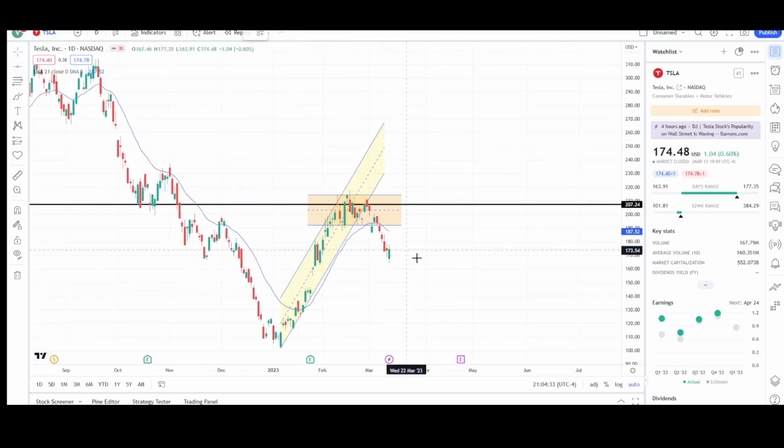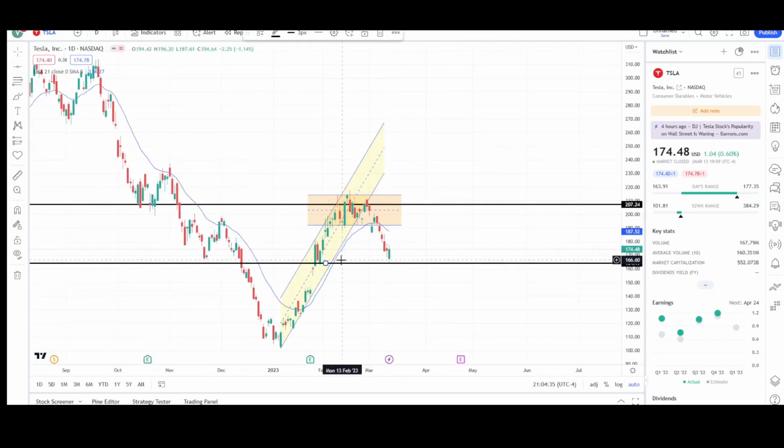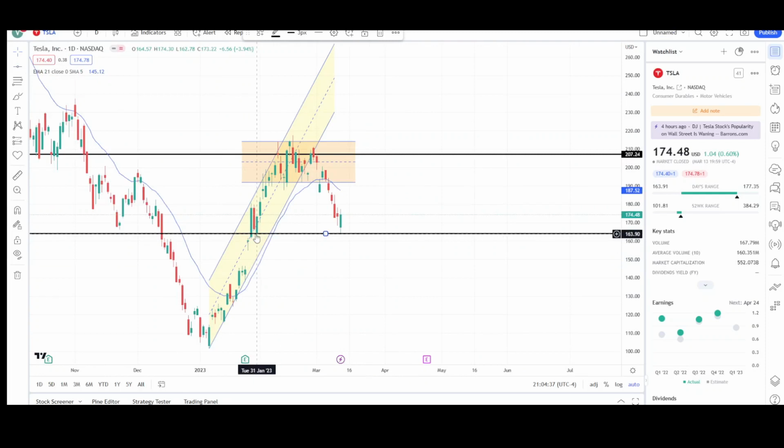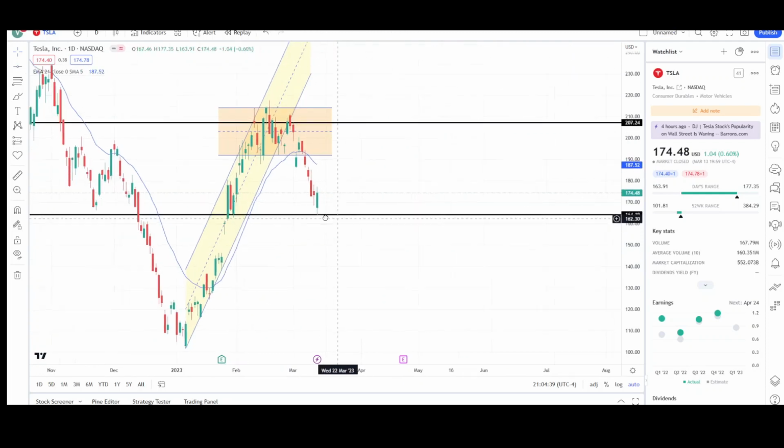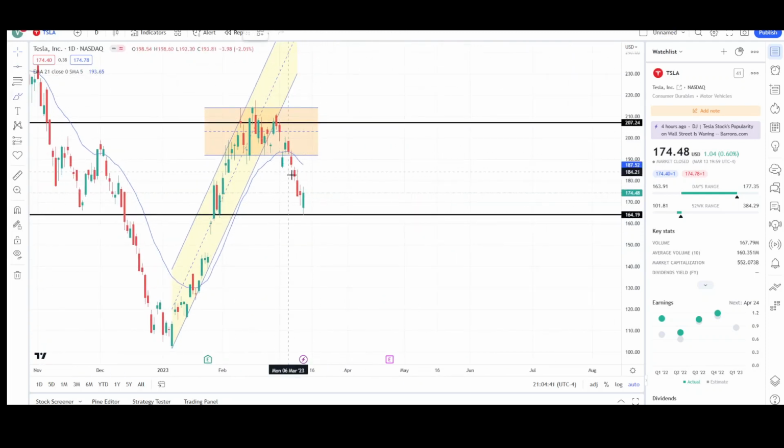Now where can we go to? So we did find support right over here at the end of the measured move, and this prior bounce at the 163 level, and we're bouncing again. I would be expecting a retest of this breakout level or a couple attempts higher towards it, maybe something like this, back up to this 191 level. So that's what I'm expecting Tesla to do in the coming days, probably this week.